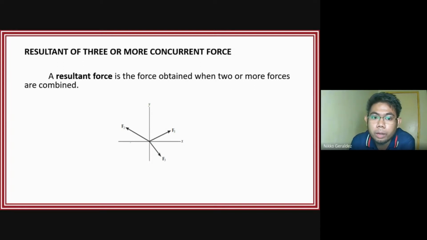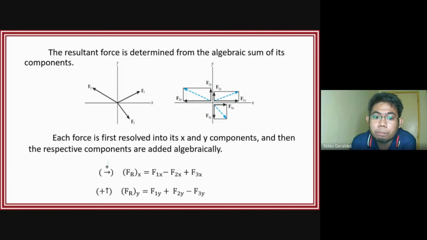F1, F2, and F3. So yung past lesson natin, para makuha yung resultant, gumagamit tayo ng parallelogram law. Kaya lang matrabaho kapag meron nang three or more forces. Kaya meron tayong isang method pa para makuha yung resultant ng forces. Ang tawag doon is the component method. Paano gamitin yung component method?